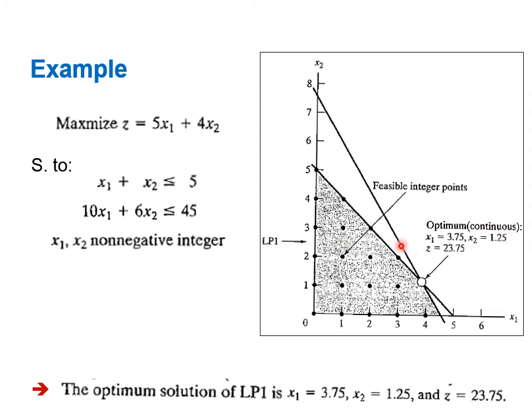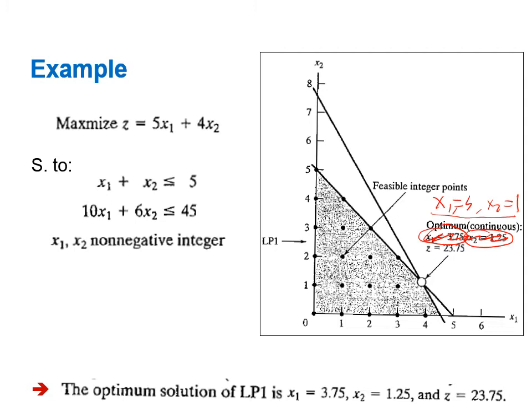When you look at this solution, the value of x1, 3.75, is not integer. And the value of x2, 1.25, is not integer. But forget about this solution. Let's assume that when we solve the linear program, we obtain x1 equal to 4 and x2 equal to 1. If this was the solution for the linear program, what should we say? What would be our conclusion?